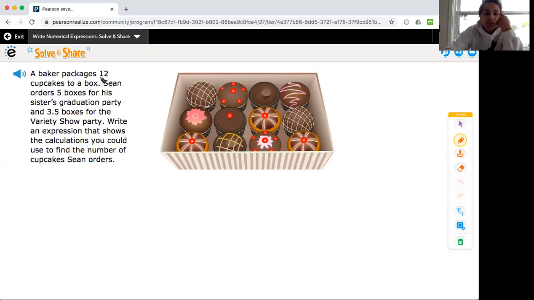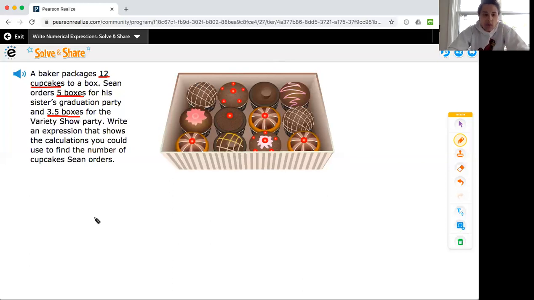So we know that there's 12 cupcakes in one box, right? And we can see that in our picture here. And Sean orders 5 boxes for his sister's graduation party and 3 5/10 or 3.5 boxes for the variety show party. So if you think 3.5 boxes, well, one box has 12, so a half a box has how many cupcakes in it? What's half of 12? That's right, 6. Okay, so just to put that information out there to think about it that way.